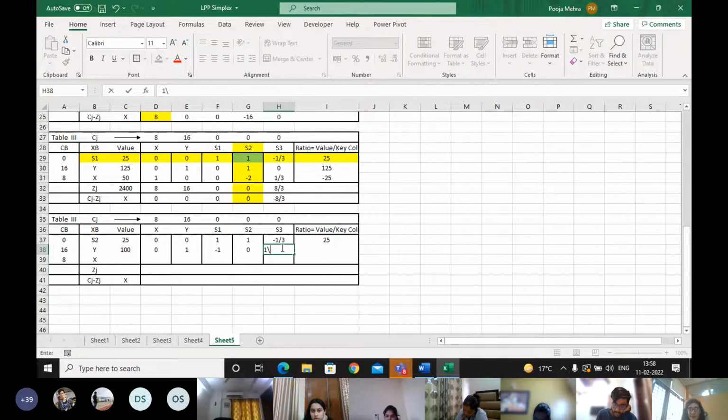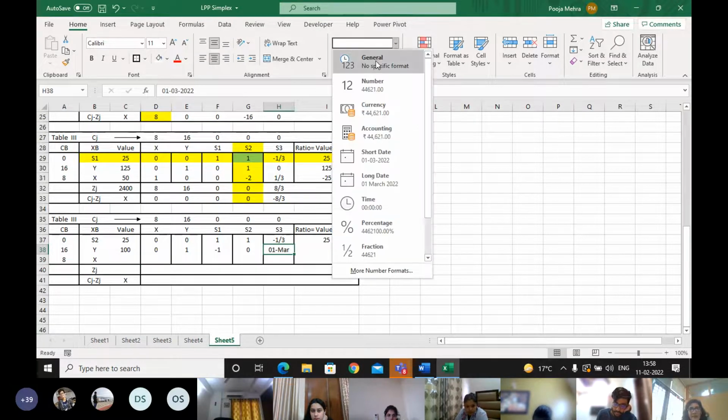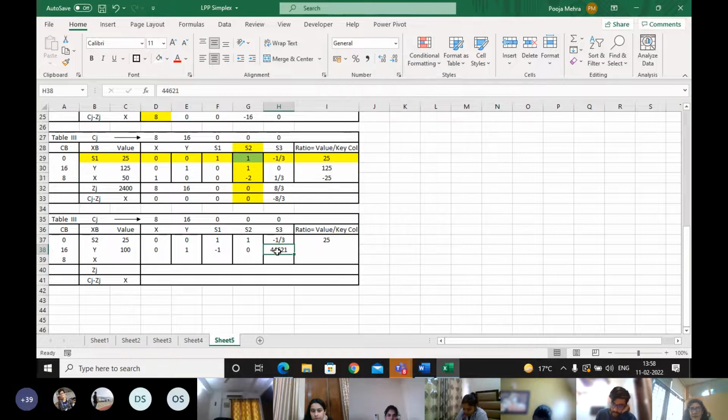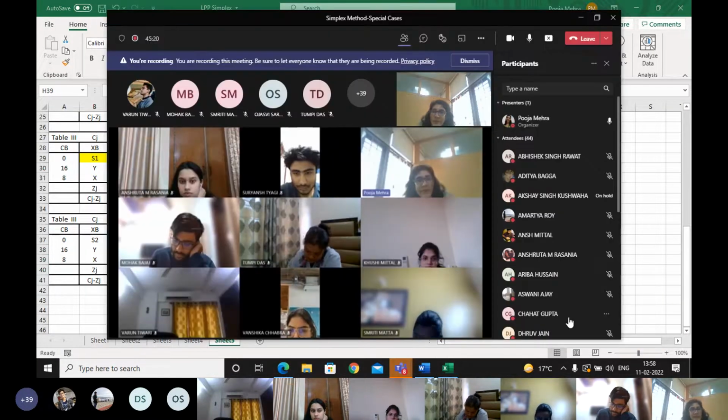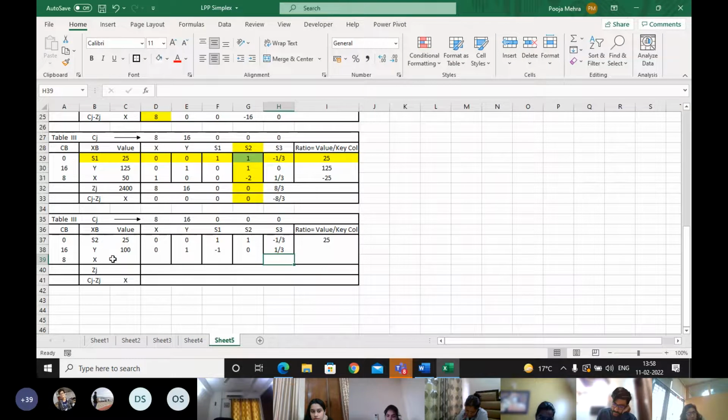Yes, my dear students? Is it fine? Is it fine, beta? Yeah. Second row, ठीक है? Can you see my screen? Okay, Anshuruta, tell me what are the values for the third one?